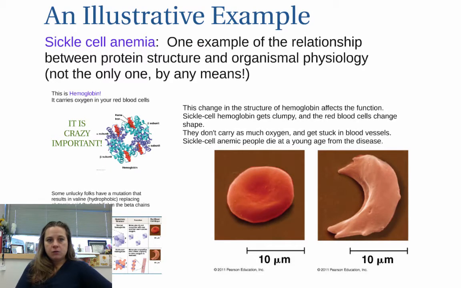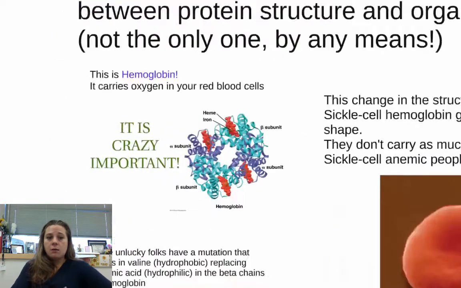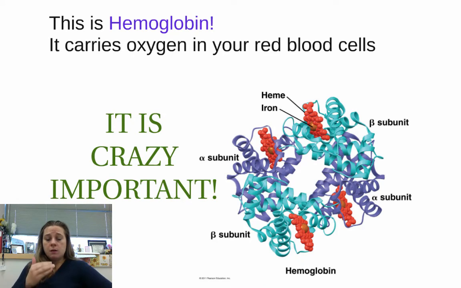So taking a quick look, bringing up sickle cell anemia since we're very familiar with it. This kind of helps. Protein structure and organism. This is that idea of structure dictates function. Change the structure, change the function of the protein. Okay, crazy important is hemoglobin, right? I mean, crazy important, right? It binds to oxygen. Oxygen doesn't make it through our body without it.